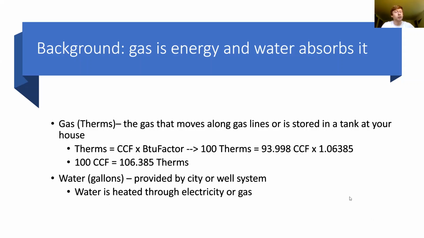So there's a couple more forms of energy. The most important here are gas and water. Many homes use things like gas-powered ovens and stoves or gas-powered water heaters. Gas is measured in therms, and that moves along the gas lines, or it's stored in a gas tank at your house.